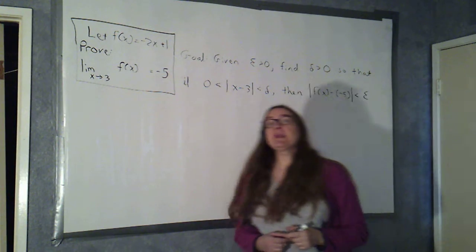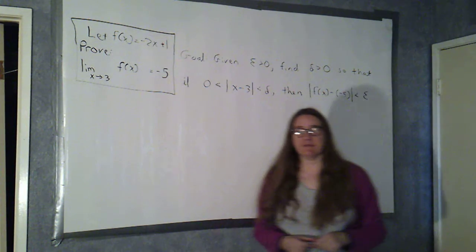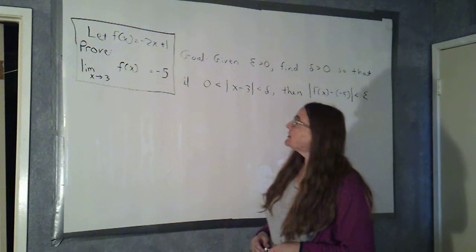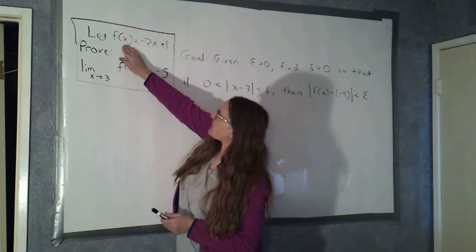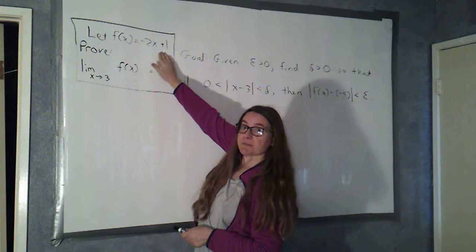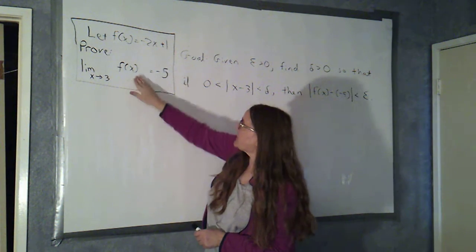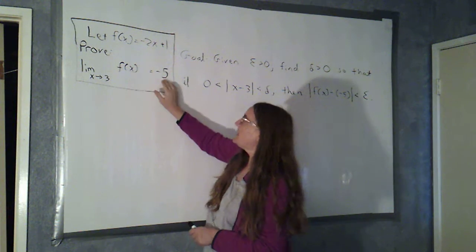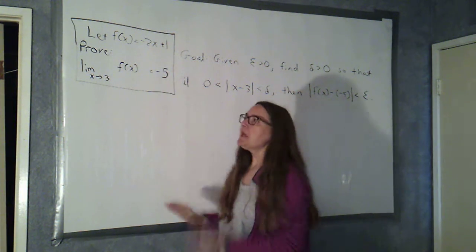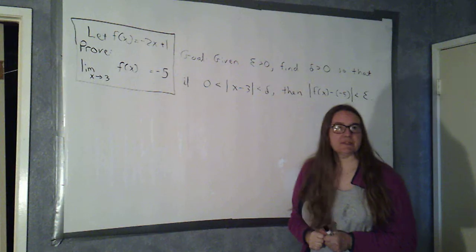In this video, I'm going to use the formal epsilon delta definition of a limit to prove that the limit of a linear function, here's my function f of x equals negative 2x plus 1. I'm going to use the formal definition of the limit to prove that the limit of that function as x approaches 3 is actually negative 5. So let's remember how the epsilon delta definition works.